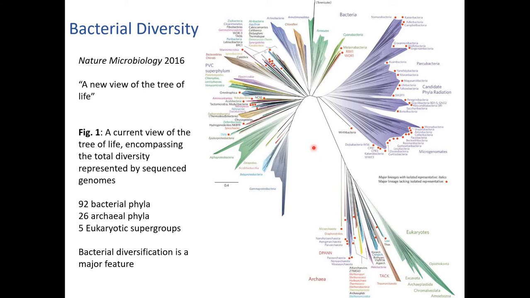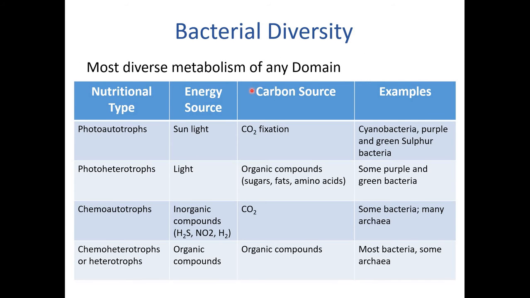And the reason for that is that bacteria have very different lifestyles and very different metabolisms. What I mean by that is that bacteria basically have the most diverse metabolism of any of the domains. And so they include basically every nutritional type that we know of: photoautotrophs, photoheterotrophs, chemoautotrophs, and chemoheterotrophs or heterotrophs. When we talk about eukaryotes, we're mostly talking about simply heterotrophs or photoautotrophs. So some of these nutrition types are actually exclusive to bacteria.